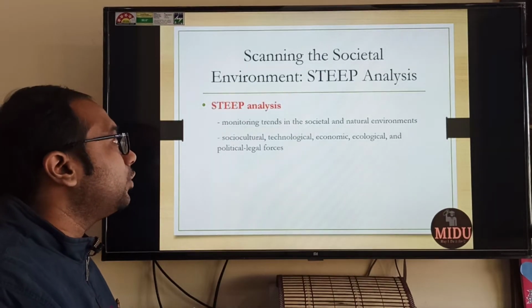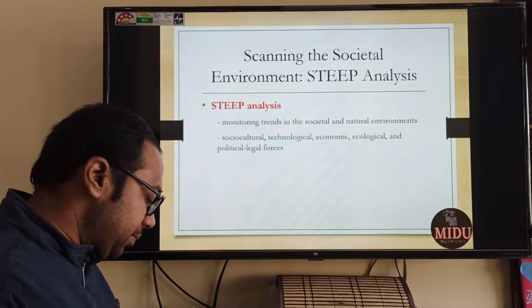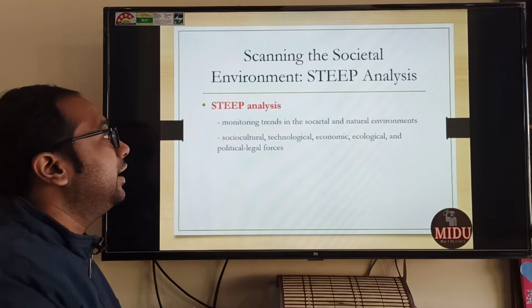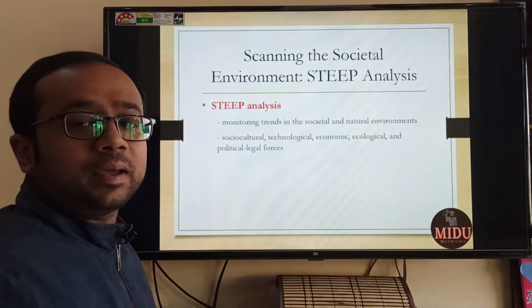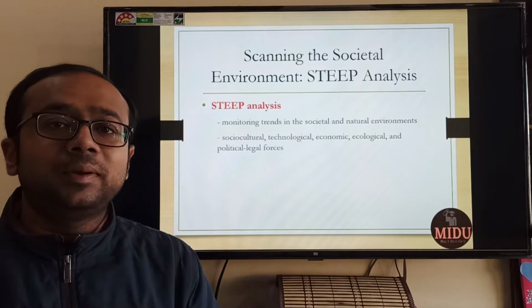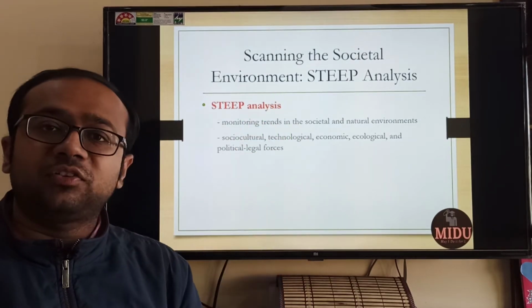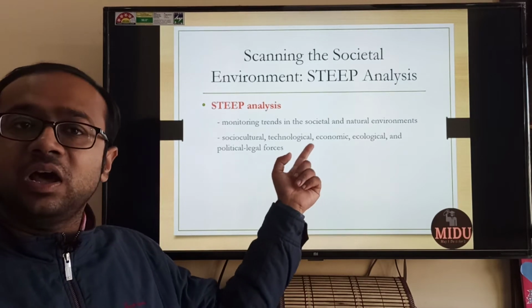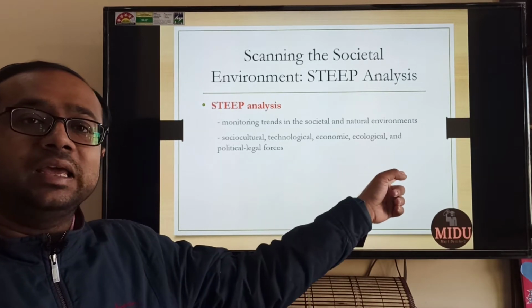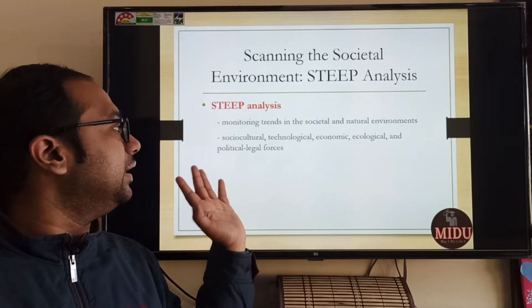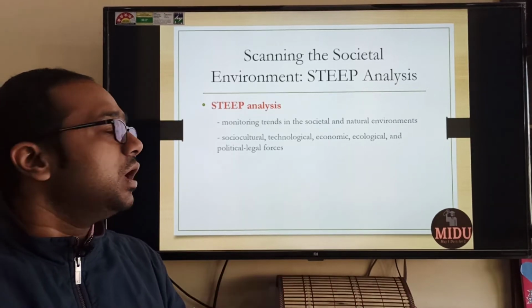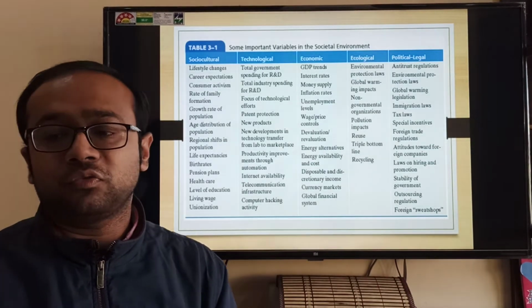Now, how do we scan the societal environment? The societal environment is very important and we need to scan it, and for that we can carry out the STEEP analysis. STEEP, S-T-E-E-P, is an acronym. S is socio-cultural, T is technological, E is economic, the second E is ecological, and P is political and legal factors. S-T-E-E-P. Now let us discuss examples of all these factors.